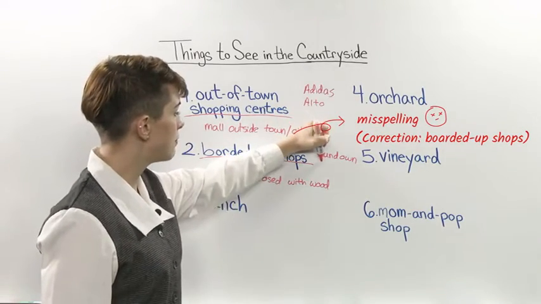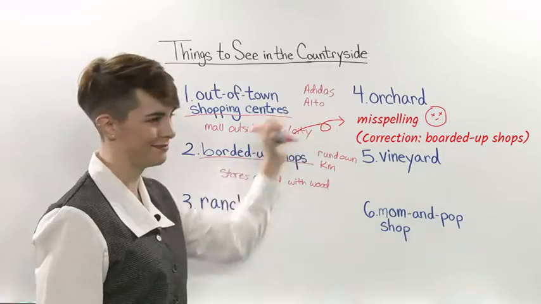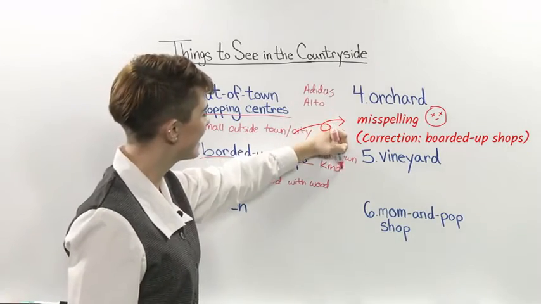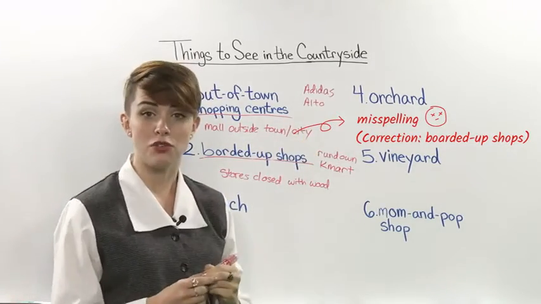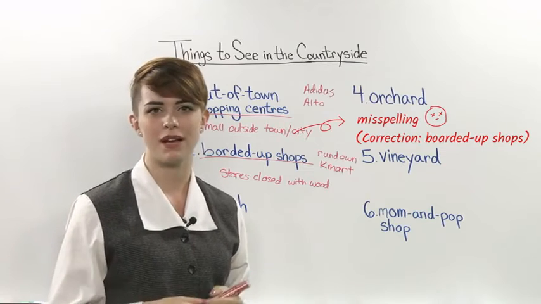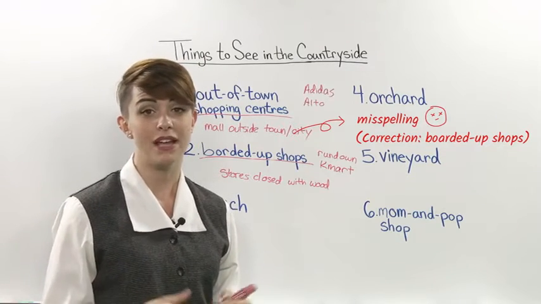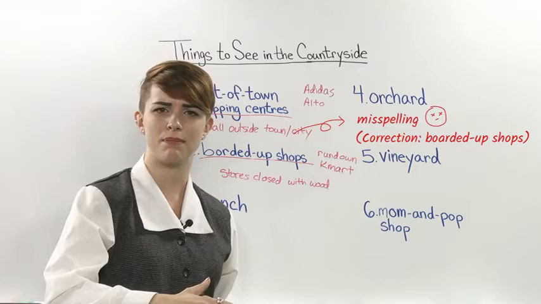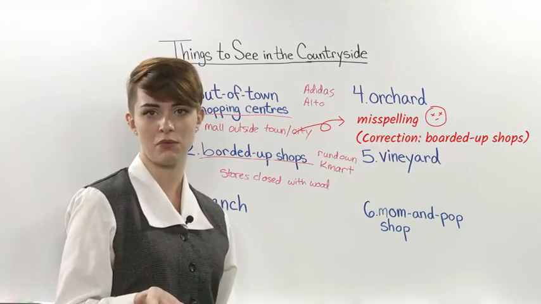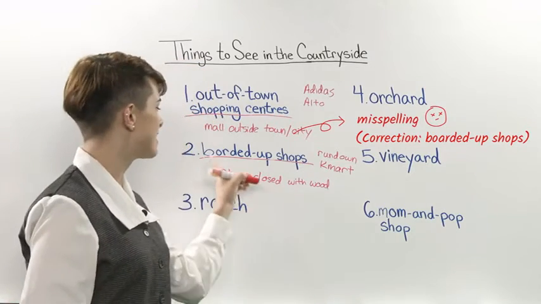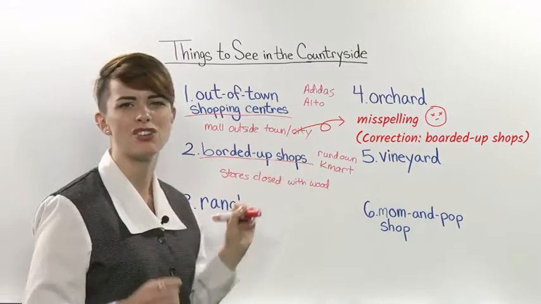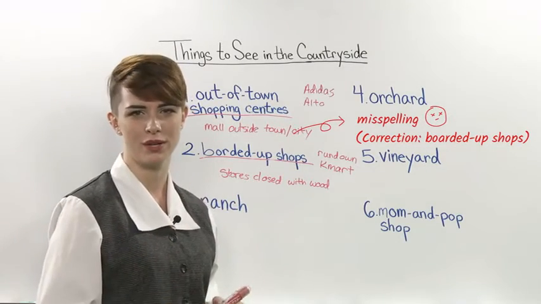An example that you might find in the US is Kmart. Kmart used to be a big store in the US, but now it's no longer open. If they didn't tear down the Kmart or get a new shop inside where the Kmart used to be, it is now a boarded up shop, a shop closed with wood.